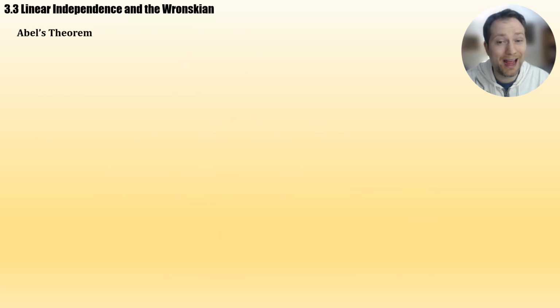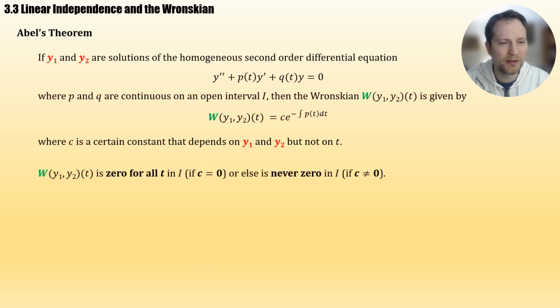This theorem is called Abel's theorem. So here it is in all of its glory. Take a second to read this with me and make sure it says what we just discovered that it should say from the last slide. We have y1 and y2 are solutions to the homogeneous second order linear differential equation, where p and q are continuous on the open interval I. Then the Wronskian is given by that formula that we just derived, where c is some constant that depends on y1 and y2, but not on t.